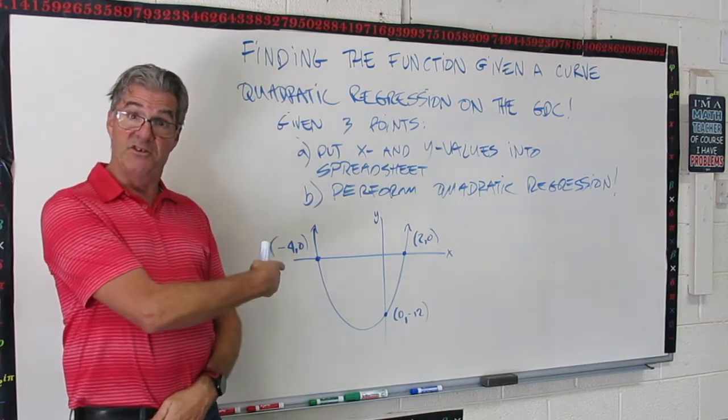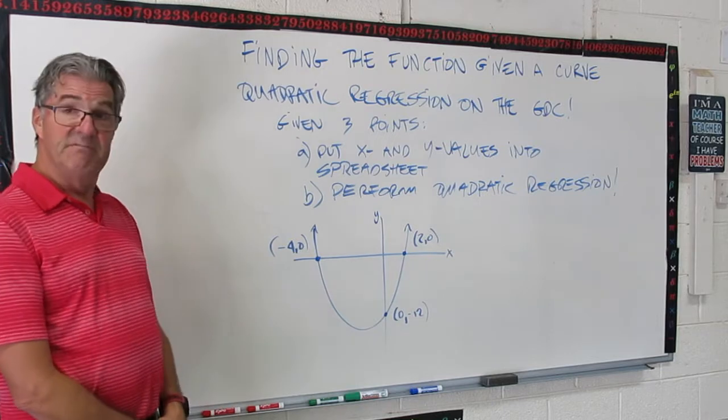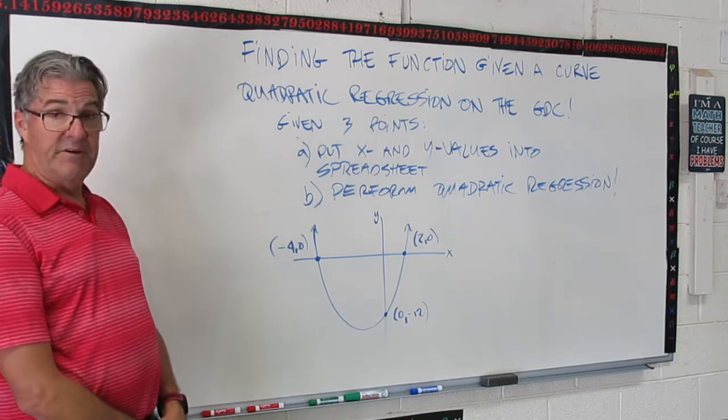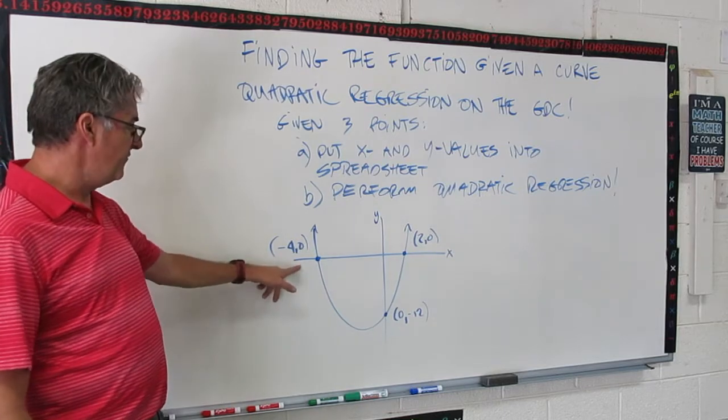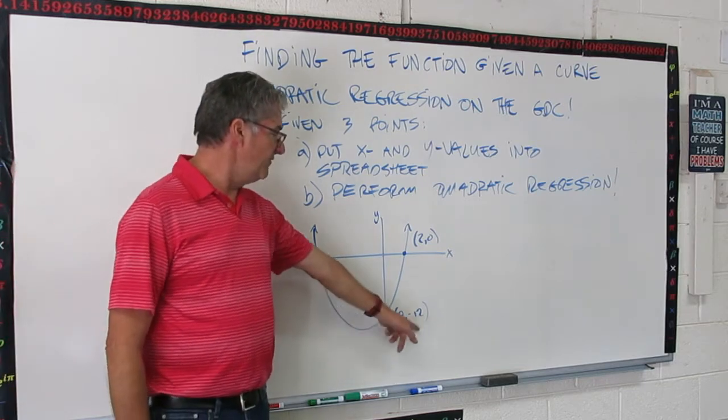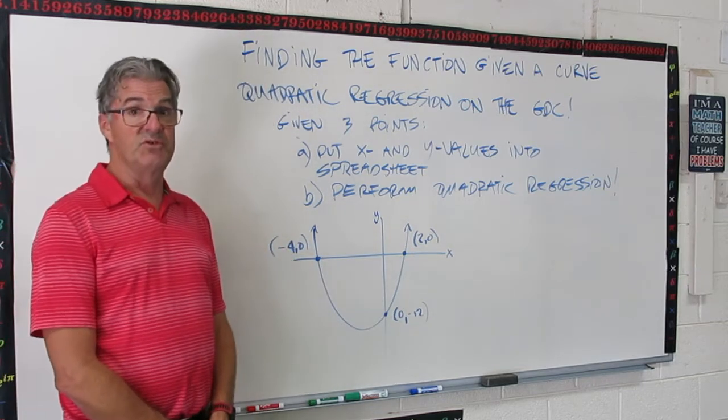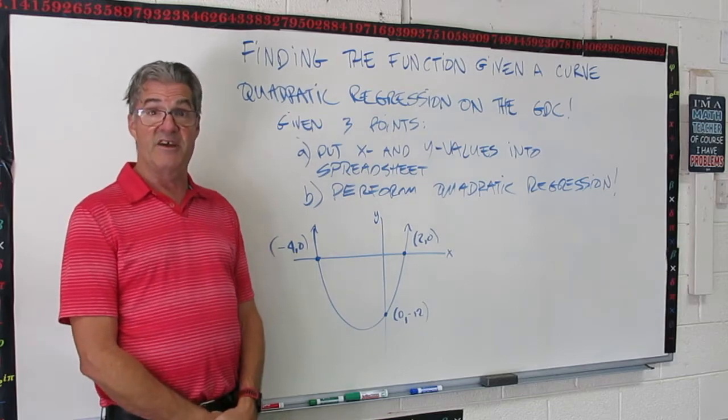But here's the problem that you might get. Here's a quadratic sketched out for you, and you have 3 points, all 3 intercepts. We've got (-4, 0), the y-intercept is (0, -12), and the second x-intercept is (2, 0). So let's jump over to the calculator and see how that works.